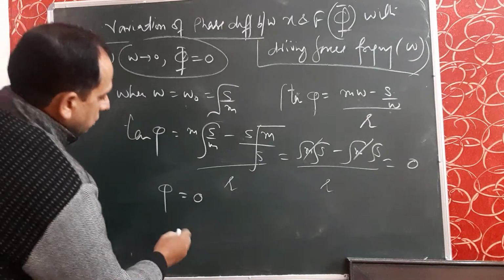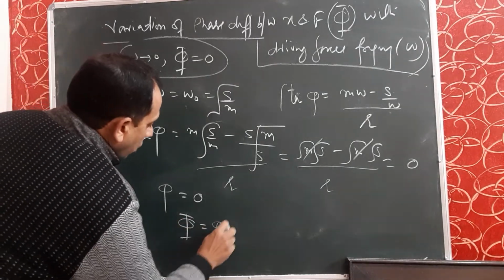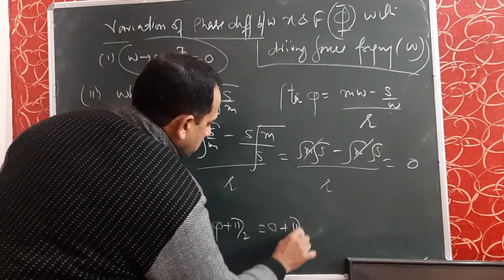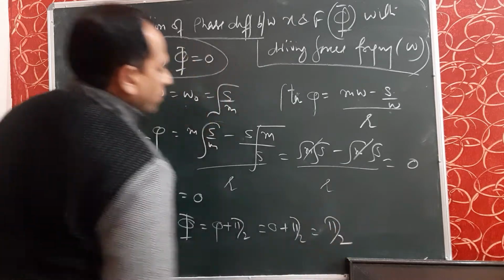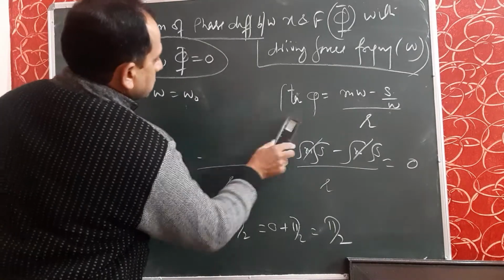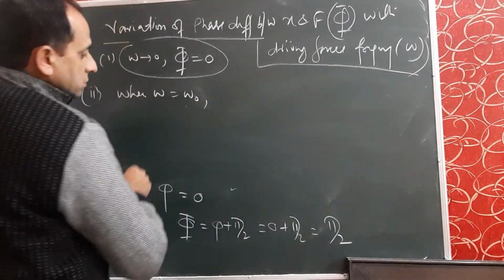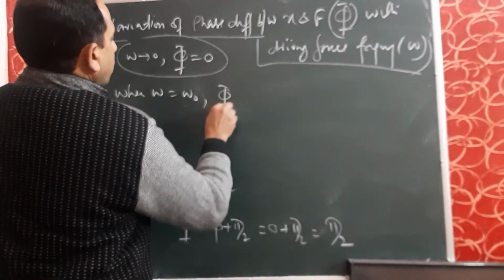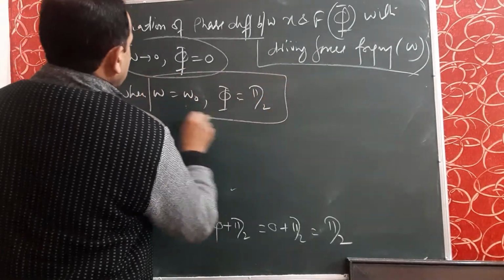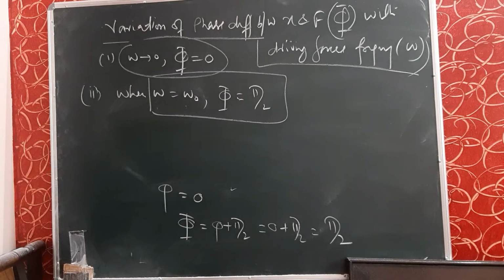If small phi is 0, then capital phi is small phi plus pi by 2. So it is 0 plus pi by 2, that is pi by 2. Okay. So this is the second value. When omega tends to omega naught or resonance, then capital phi is pi by 2. This is the second value, or second coordinate.